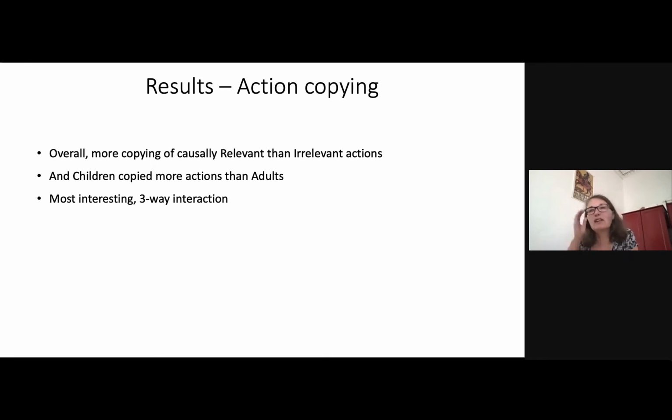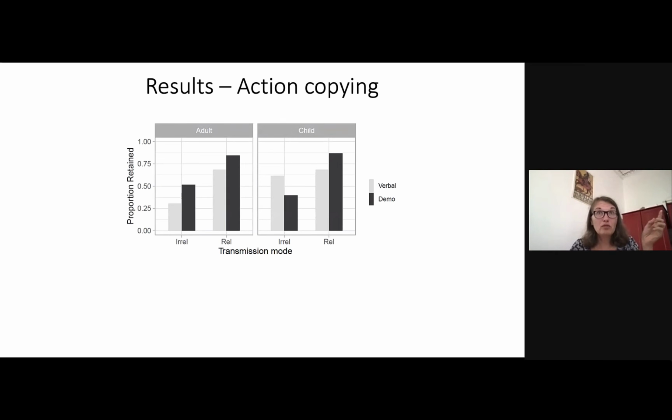Now, results. Which actions were copied? Just as an introduction, overall, there was more copying of causally relevant than irrelevant actions. This is to be expected. This is what happens in all of these experiments. The interesting thing is that some irrelevant actions are copied at all. And we also found that children copied slightly more actions than adults, slightly, but significantly. But the most interesting finding was a three-way interaction between transmission, demonstration or verbal, the relevance of the action, and the age of the participant.